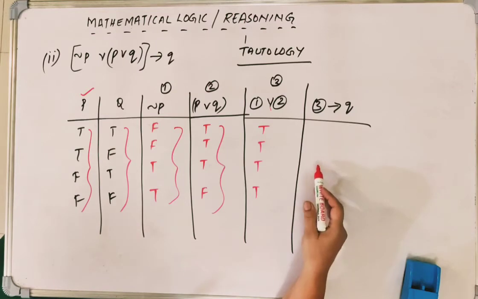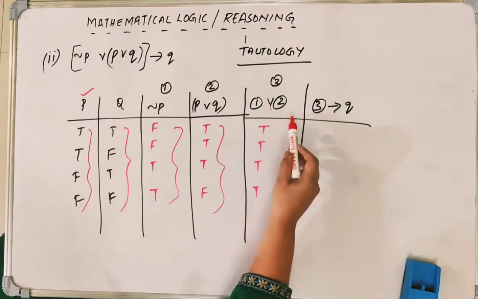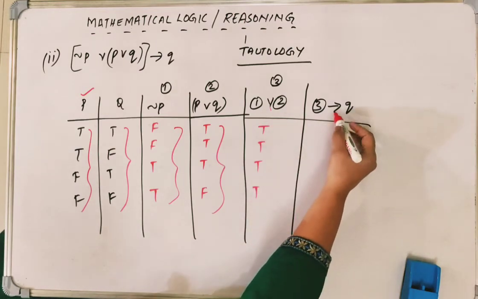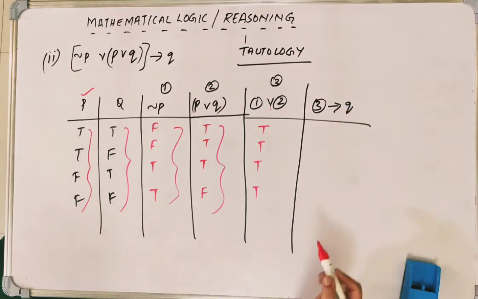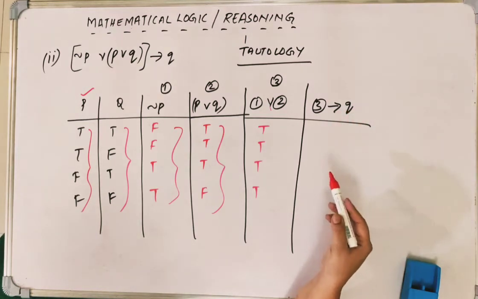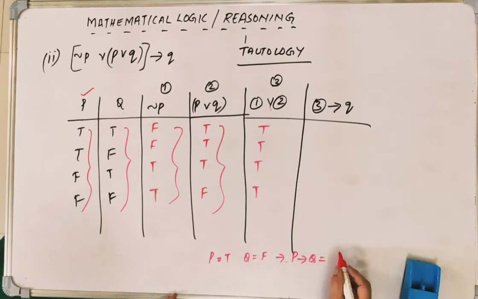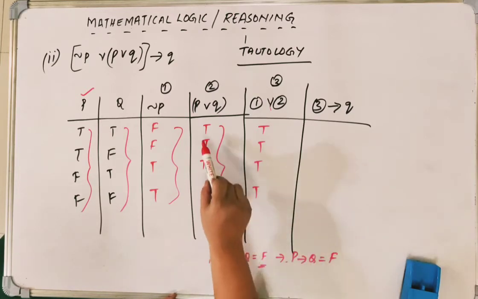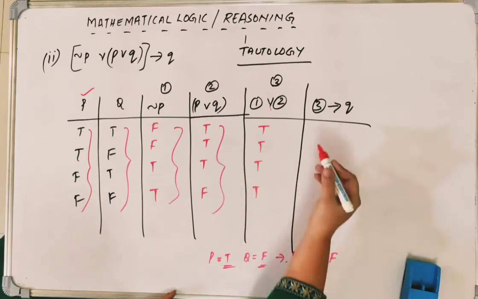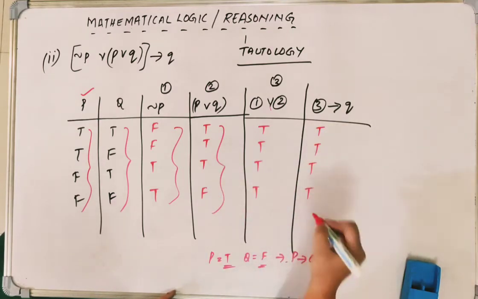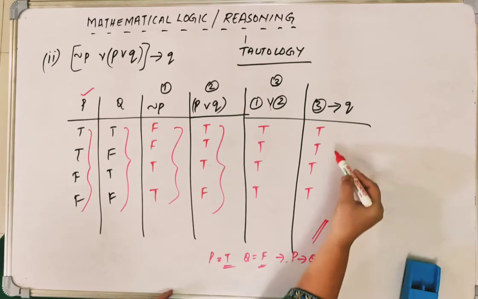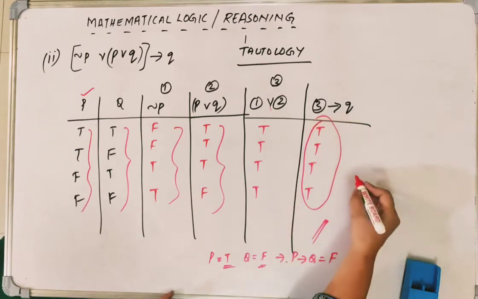Now let's take the next column, where we will have to apply the conditional to Q. We know in the conditional truth table, only if P is true and Q is false, P conditional Q is going to be false. Everything else is going to be true. So let's find this TF combination. We don't have a TF combination anywhere, so everything is going to be true. Looking at this column, all the values are true, which means this is a tautology.